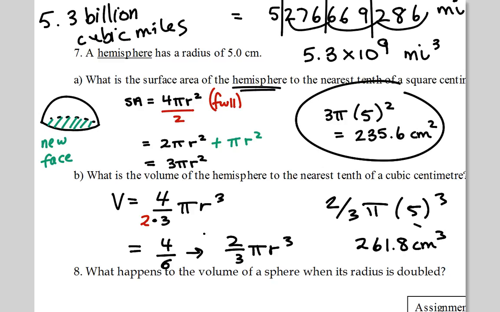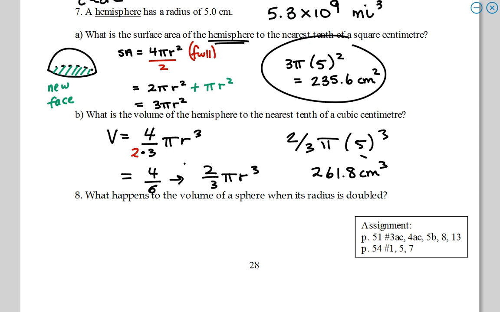I'm going a little bit fast just because it's pretty straightforward at this point. And I want to talk about 8. Any questions about A and B? All right. I'll take your silence as you're all masters of this.